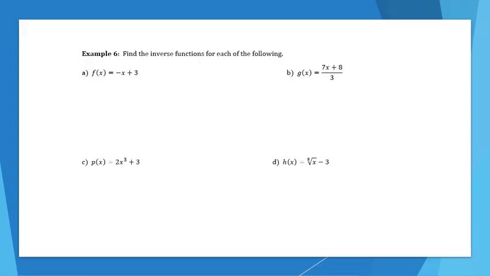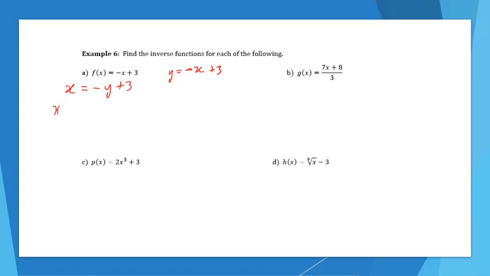Try to find the inverse function for each of the following. So I'm about to do it now. This should be just swapping out f of x with y. Y equals negative x plus 3. Then you want to switch x and y. So x equals negative y plus 3.